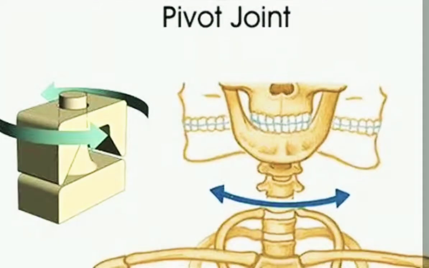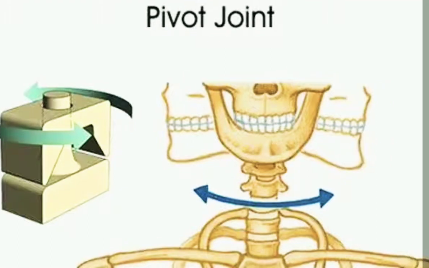Next is pivot joint. This joint is found in the neck. The skull is joined to the backbone with a pivot joint. This joint helps us to move our head upwards, downwards, and sideways.